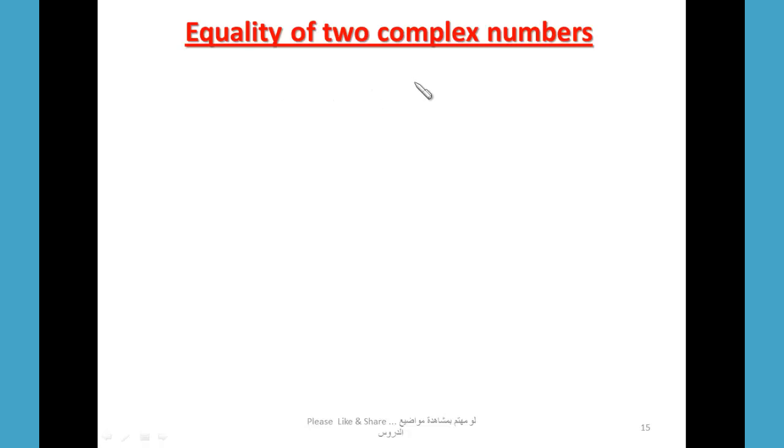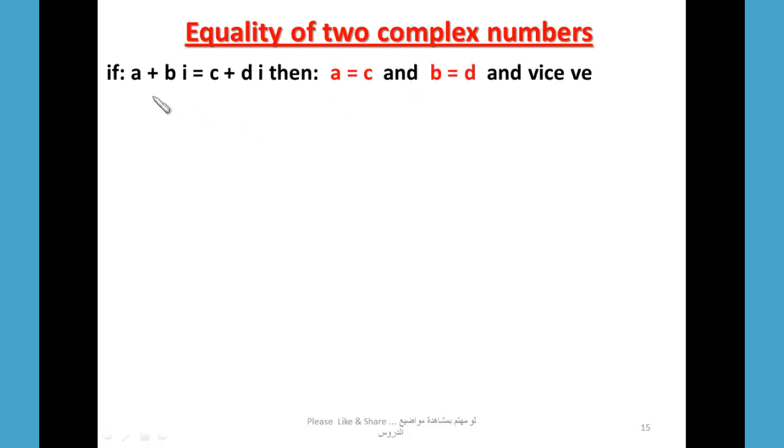Equality of two complex numbers. If a plus bi equals c plus di, then a equals c and b equals d, and vice versa. So the real part in the first complex number equals the real part in the second complex number, and the imaginary part b equals d.